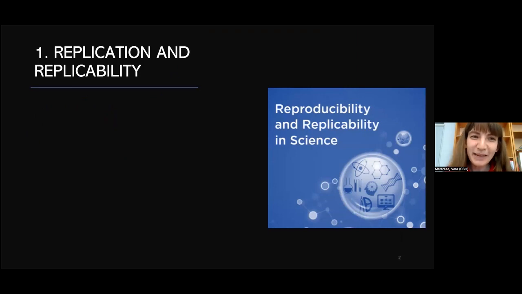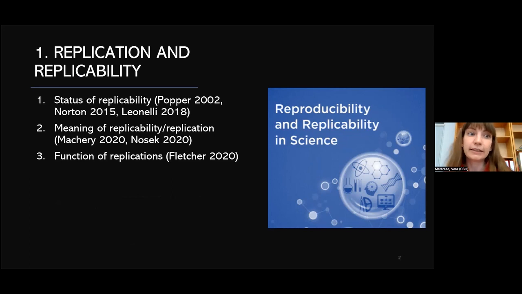So you might be aware that in the philosophy of science literature, there has been a growing interest in replicability. And there have been three main issues that philosophers aim to tackle. So the first issue is on the status of replicability. And so whether replicability is actually a necessary criterion for science or a demarcation criterion between science and pseudoscience.